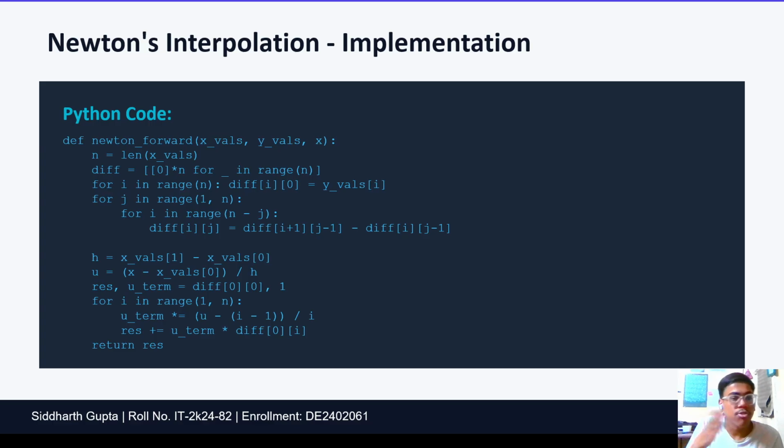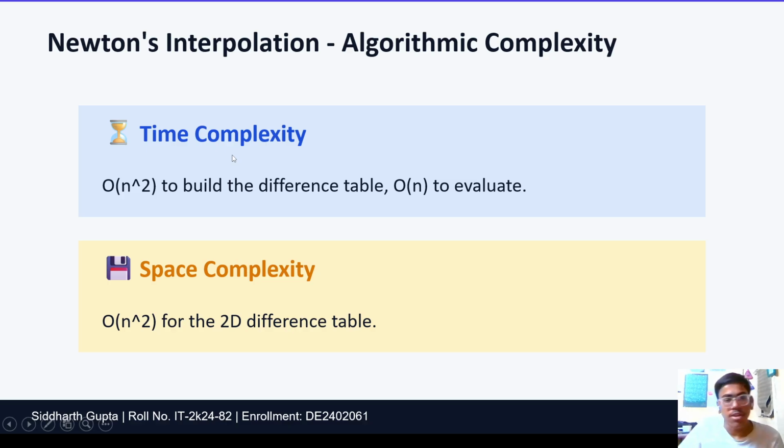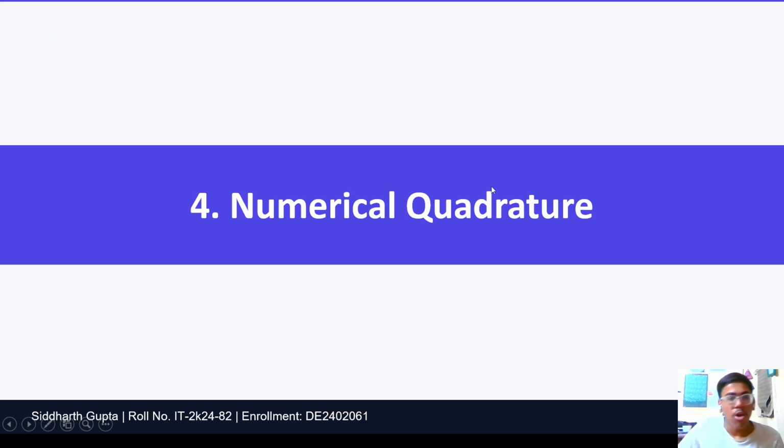And we will add it to the resultant. That resultant will be equal to u term into difference of 0 comma I, and we will return the result. So this is a simple Python code for Newton forward difference interpolation. The time complexity for the difference table will be big O of n square, and the time complexity for evaluation is big O of n. The space complexity is big O of n square. Now moving on to the numerical quadrature formulas.